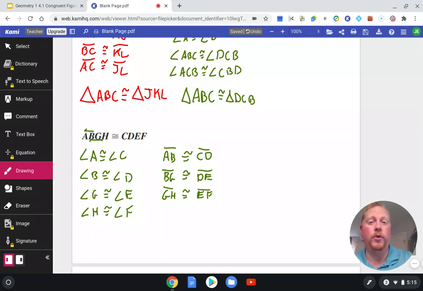But remember, there's four sides. So the side that I haven't gotten is AH. And that's going to be congruent to CF. So even if you don't have a picture, as long as you've got a good congruent statement, you can list all the congruent parts.